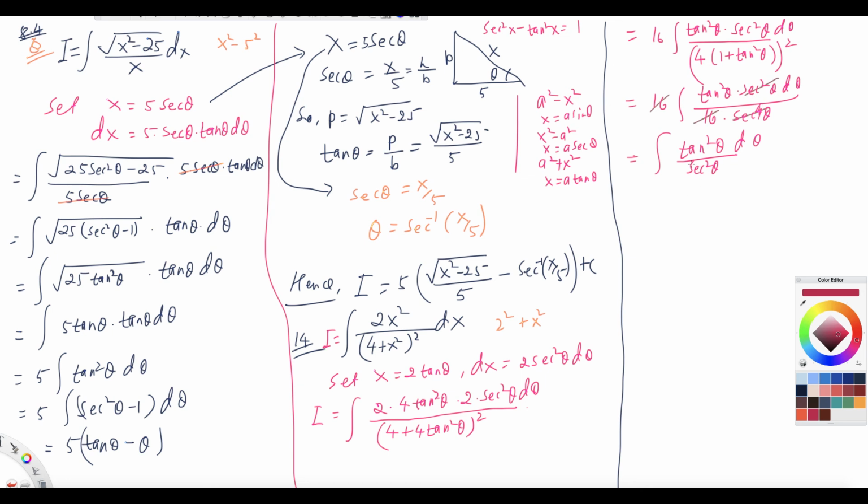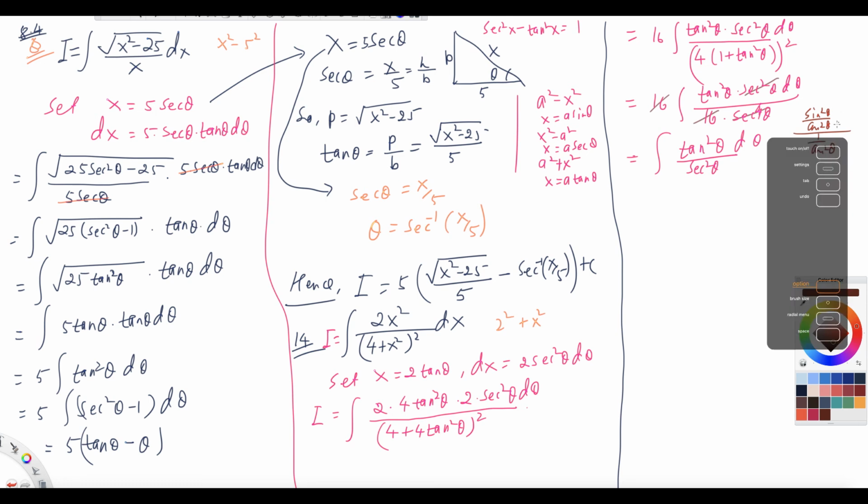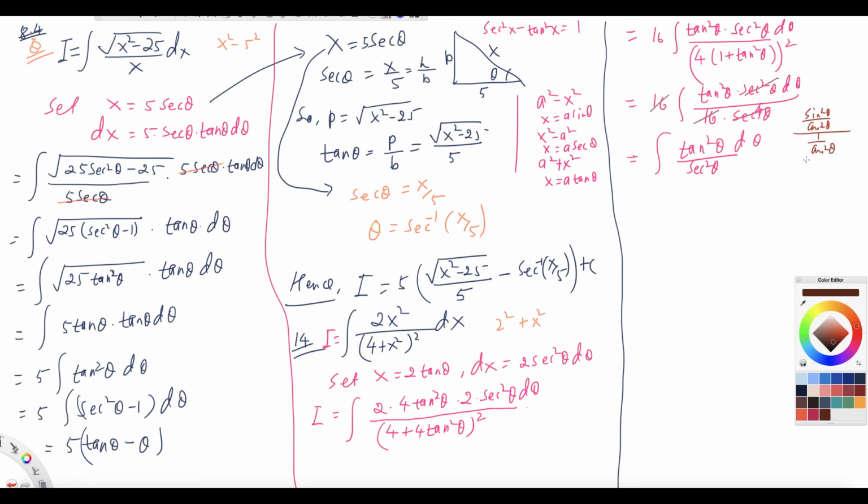Do you know what tangent square theta over secant square theta is? Let us try that, because tangent is sine over cosine. So you can write tangent square theta over secant square theta as sine square theta over cosine square theta, divided by secant square, which is 1 over cosine square theta. In product form, you write sine square theta over cosine square theta times cosine square theta over 1, and you cancel that cosine and cosine. What is left is just sine square theta. Did you see that?